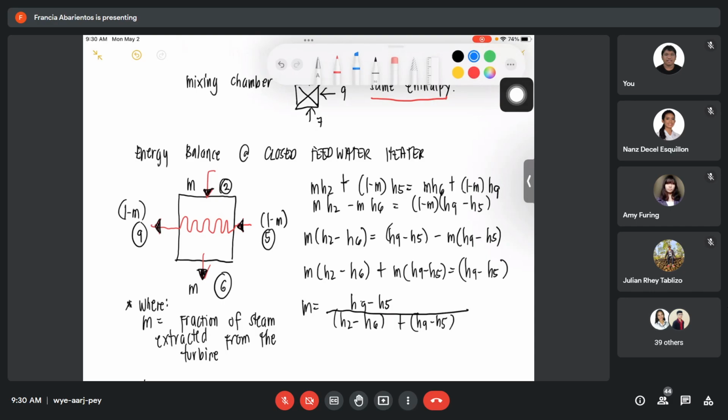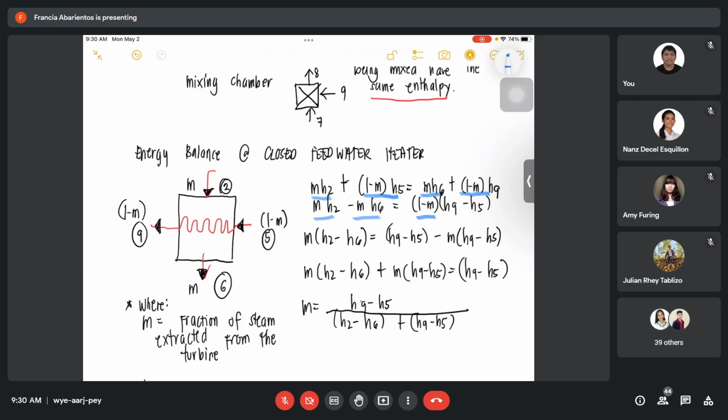Let me highlight that. So, entering is MH2 plus (1 minus M) from the first pump, which equals what is leaving, which is MH6 and the (1 minus M) H9. So, this is a closed feed water heater. Simplifying, we have MH2 minus MH6 equal to the 1 times M.